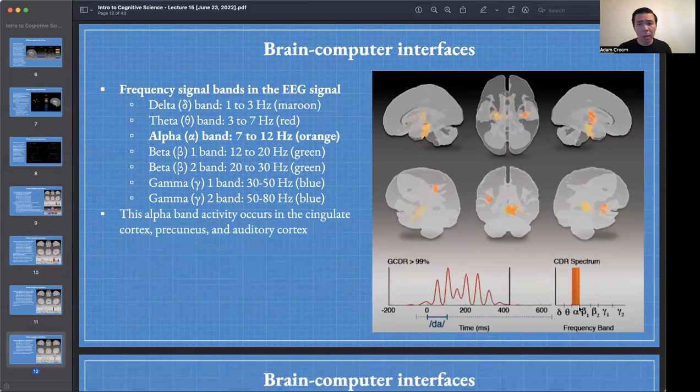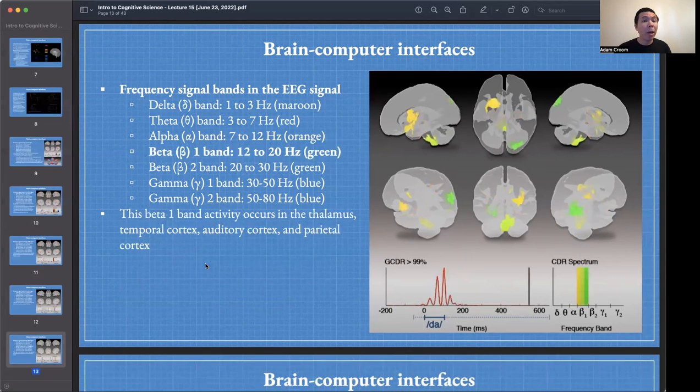Alpha band activity, which is next, is in the orange. Alpha band is from 7 to 12 hertz. And we see that alpha band activity occurs in the cingulate cortex, precuneus, and auditory cortex. The beta 1 band is from 12 to 20 hertz. And we see the beta 1 band right here. This is a yellow and a light green. We can see the yellow and the lime green where that's active, and that reflects beta 1 band activity in the 12 to 20 hertz range.